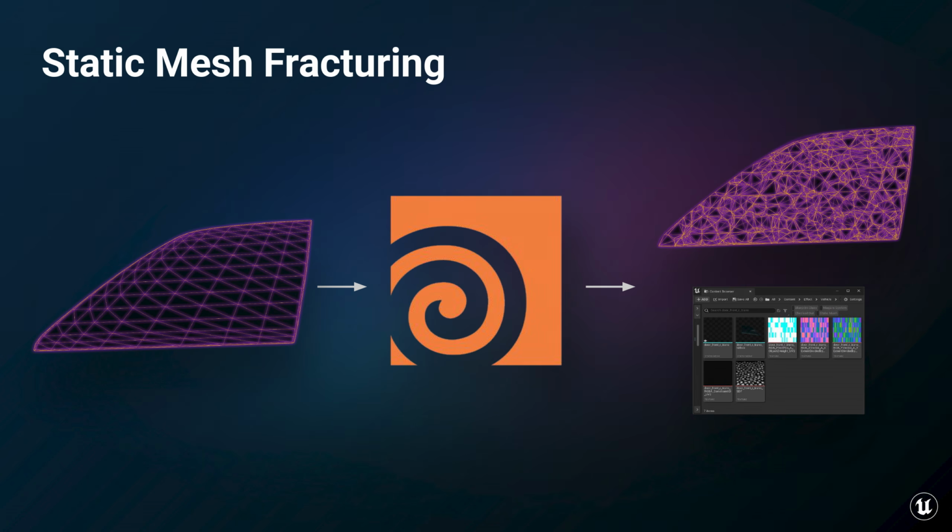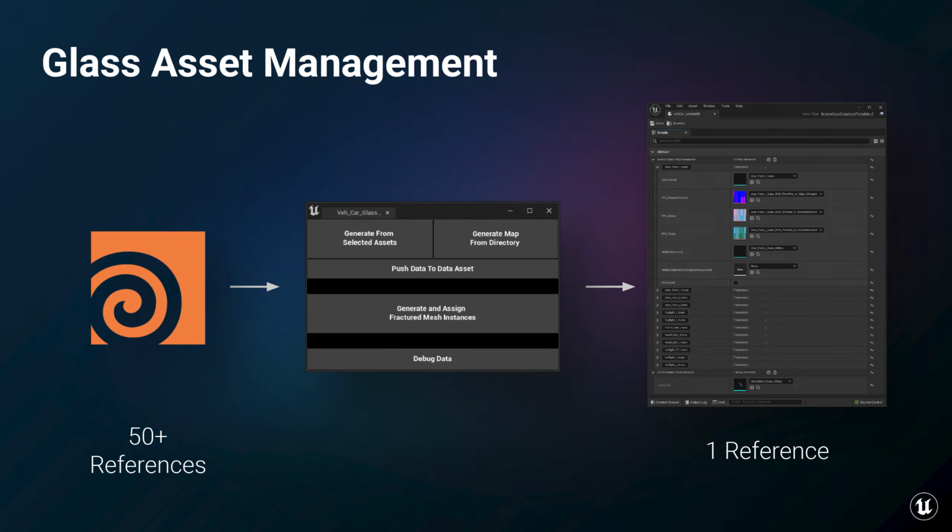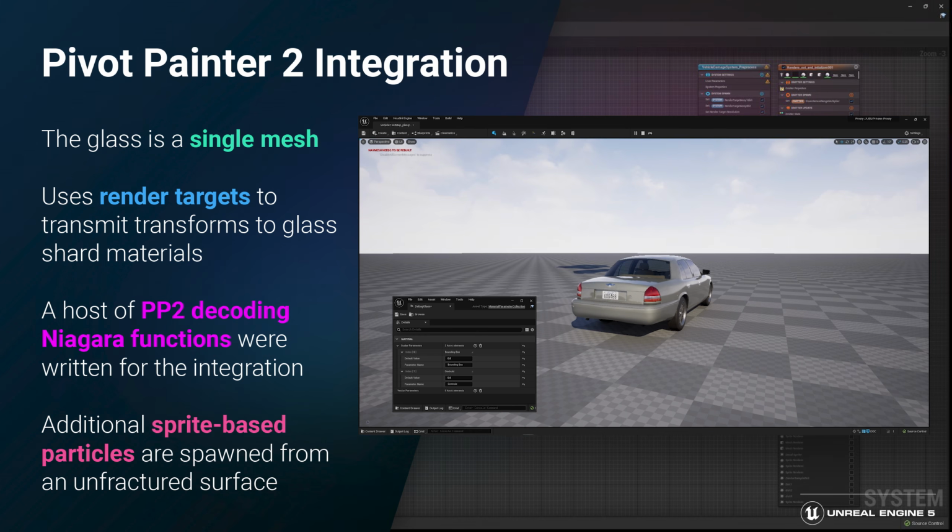I'd like to thank Side Effects for the outstanding support they provided on this project. They automated the task of fracturing glass from Maya, generating useful UVs, textures, and then they ran the new glass elements through Pivot Painter 2. This approach hugely increased our capabilities. The one downside was that it generated 50 plus files per vehicle. Luckily, we were able to leverage an editor utility widget to organize the files, apply appropriate settings, and generate new material instances as needed. In the end, one simply needed to assign a data asset to each vehicle.